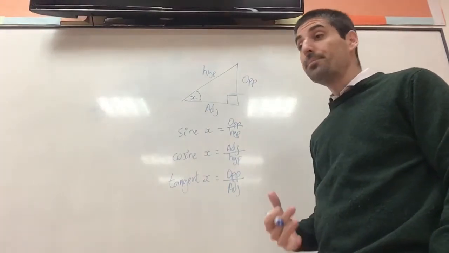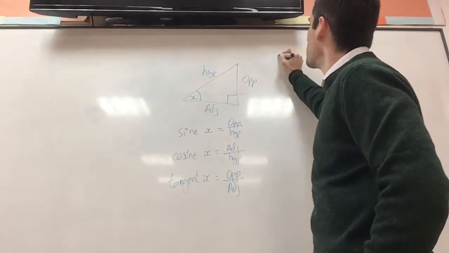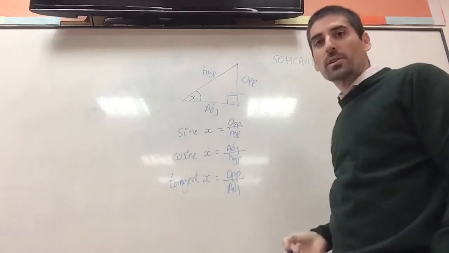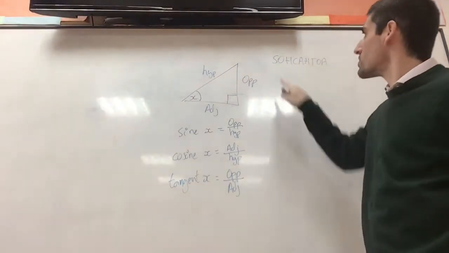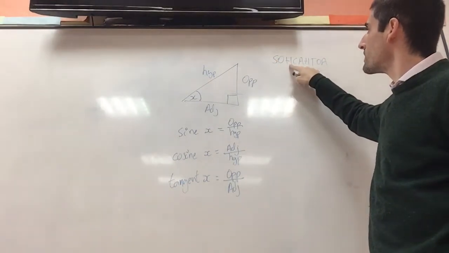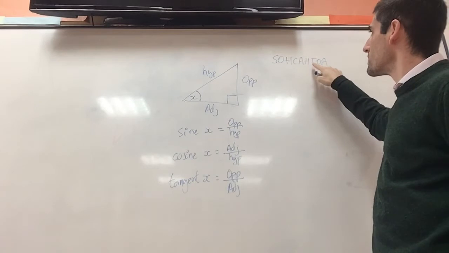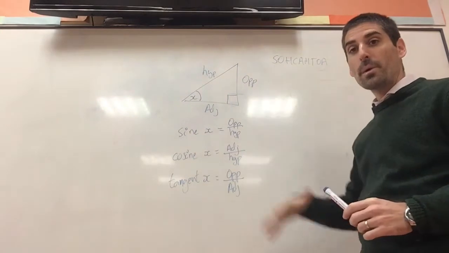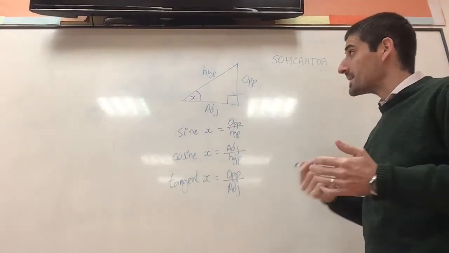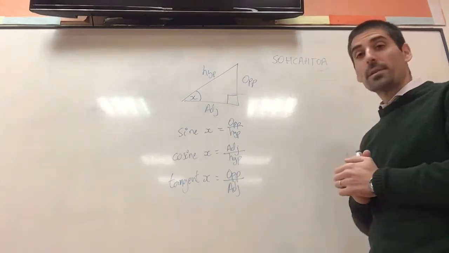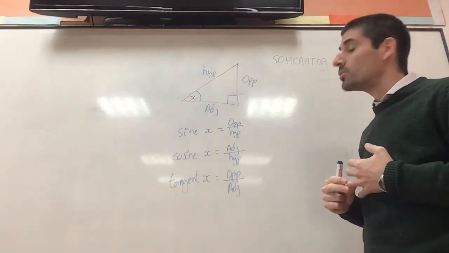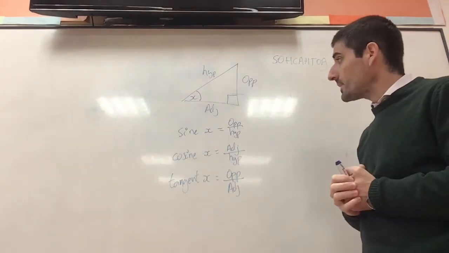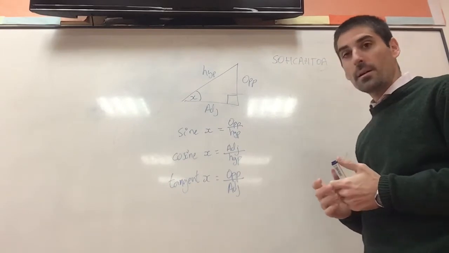A lot of the time, people use the word SOHCAHTOA to remember this. So SOHCAHTOA: sine is opposite over hypotenuse, cosine is adjacent over hypotenuse, tangent is opposite over adjacent. So that's a good way to remember these things. And basically, once you've got these, you can use them to find missing angles in right angle triangles if you know some of the sides. So let's look at an example.